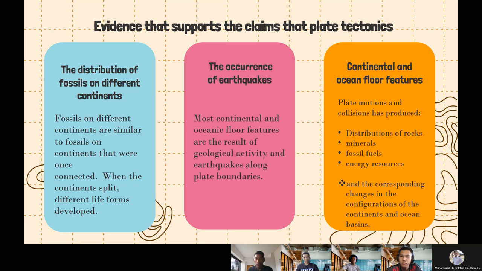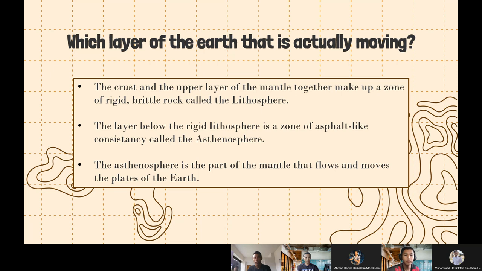Most distribution of rocks within Earth's crust, including minerals, fossil fuels, and energy resources, are a direct result of the history of plate motion and collision and the corresponding changes in configuration of the continents and ocean basins.